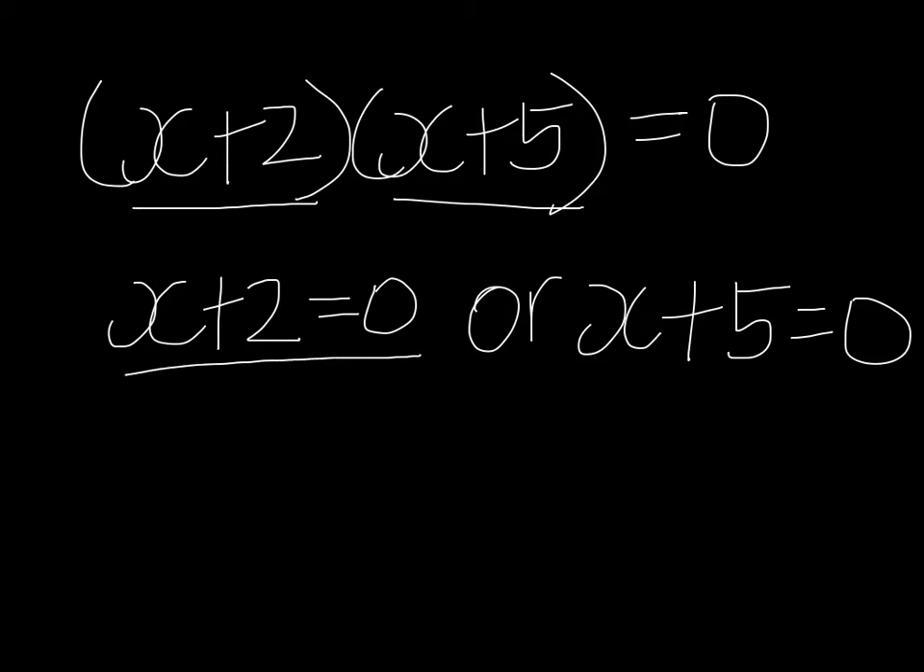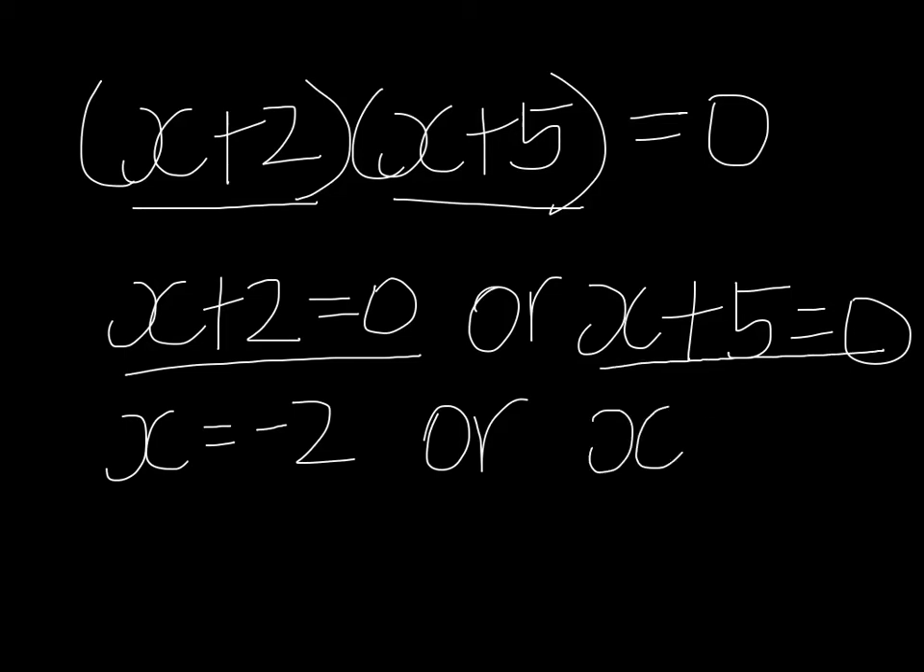So let's look at the first one. If x plus 2 is 0, then we know by rearranging x equals minus 2. Or let's look at the x plus 5. If x plus 5 is 0, then we know that x is minus 5. So we've got two solutions for x. x is either minus 2 or minus 5.